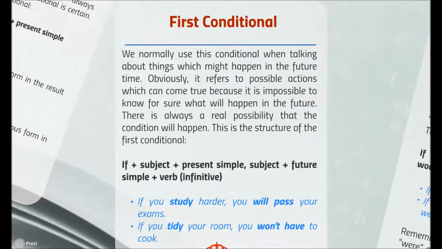Now, first conditional. We normally use this conditional when talking about things which might happen in future time. Obviously, it refers to possible actions which can come true because it is impossible to know for sure what will happen in the future. There is always a real possibility that the condition will happen.